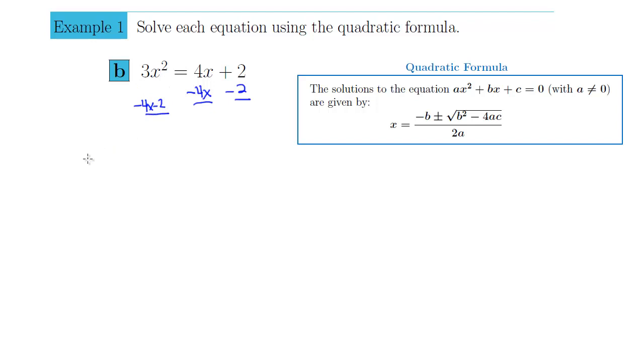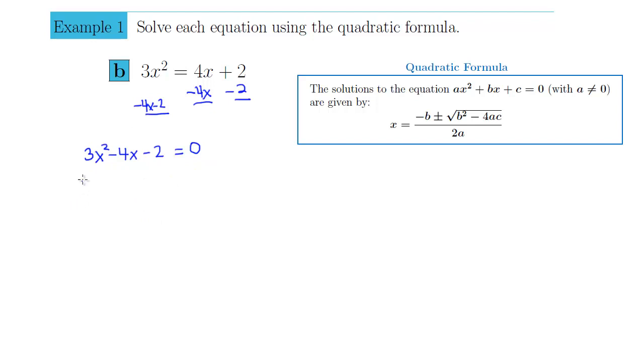And what that will give us is the equation 3x squared minus 4x minus 2 equals 0. Perfect. Now we have all our terms on the left and 0 on the right.